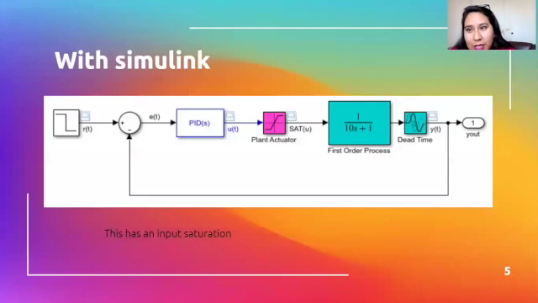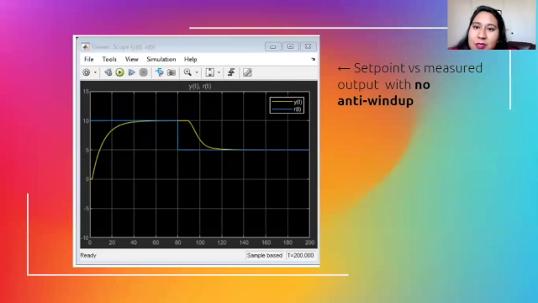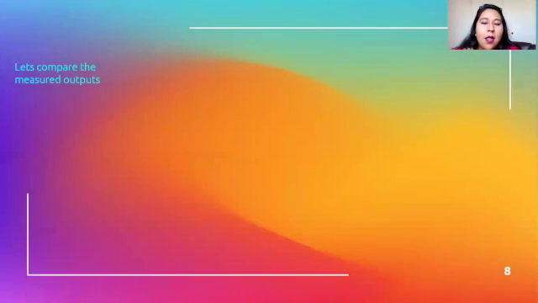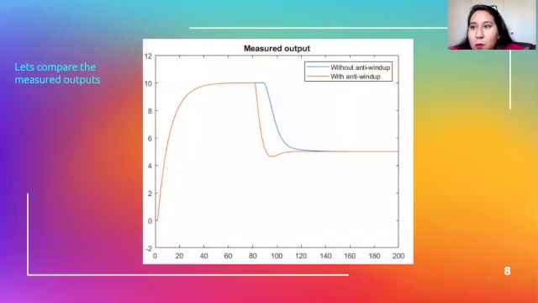With Simulink, it's really easy to see. This system has an input saturation. In this graph, we can see the set point versus the measured output, that is in yellow, with no anti-windup. In this graph, we can see the set point versus the measured output with back calculation, meaning anti-windup. Let's compare both measured outputs. Here we can see both systems.